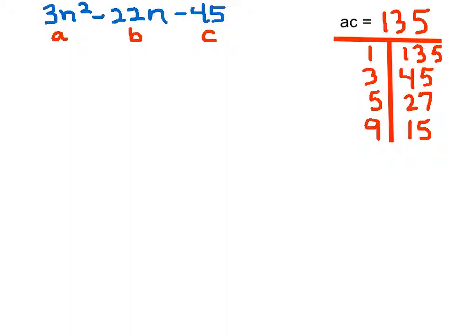All right, so let's go ahead and start. The first thing I'm going to do is keep my A term. So I'm going to keep 3n squared. I'm going to put a couple spaces for my middle. That's going to help me get that B term. And then I'm going to put my minus 45.